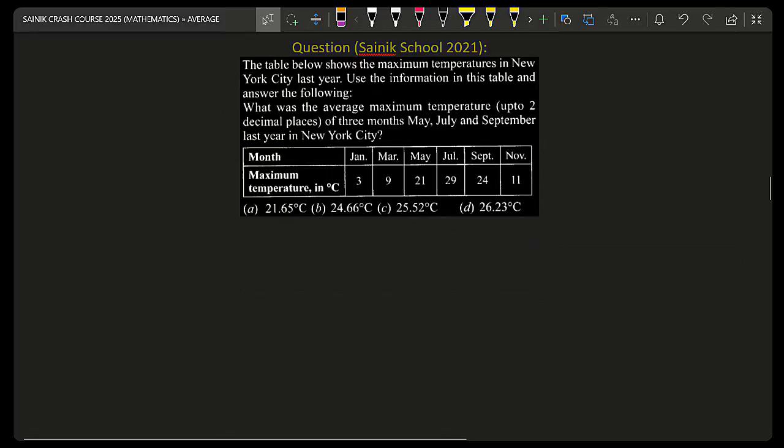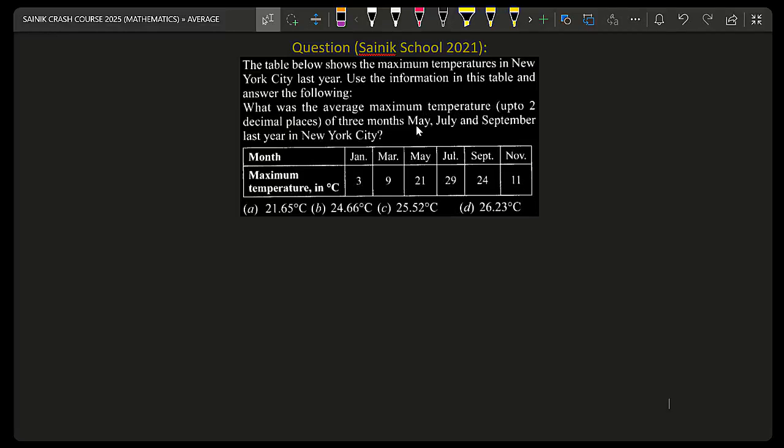Yes, Bhuvana, can you read the question again? More loudly. The table below shows the maximum temperatures in New York City last year. Use the information in the table and answer the following. What was the average maximum temperature up to two decimal places of 3 months, May, July, and September last year in New York City?